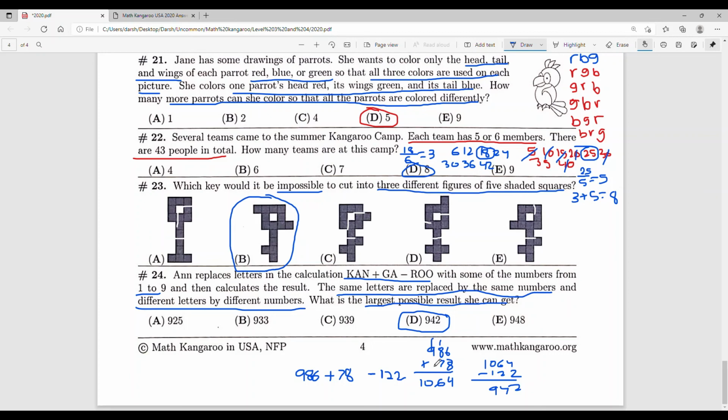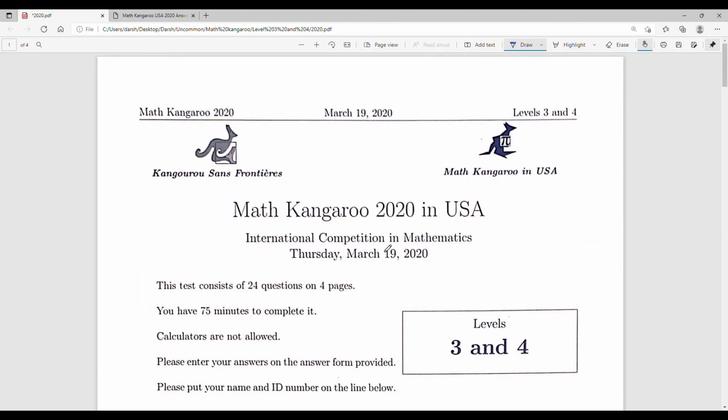So that is all the 5-point problems, and that wraps up the Math Kangaroo 2020 test for levels 3 and 4. Hopefully you guys understood how I solved every problem.